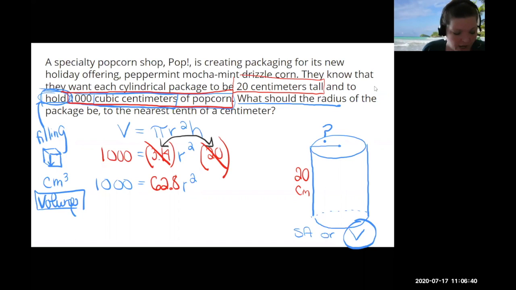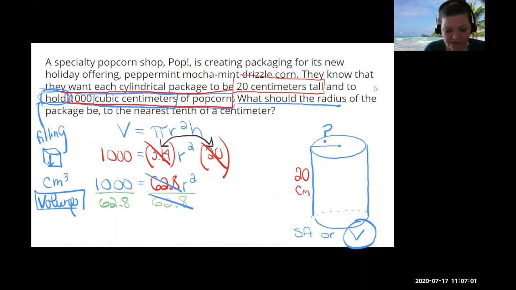Bingo. Now, I'm literally doing the opposite of what I was told. I'm a little rebel. I can do that as long as I do it to both sides. As long as you keep an equation balanced, you can literally do whatever you want. So let's look at what happens now. On this right-hand side, multiplying and dividing by 6.28 cancel, that's gone.